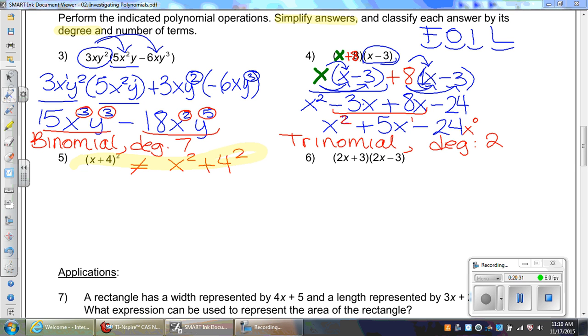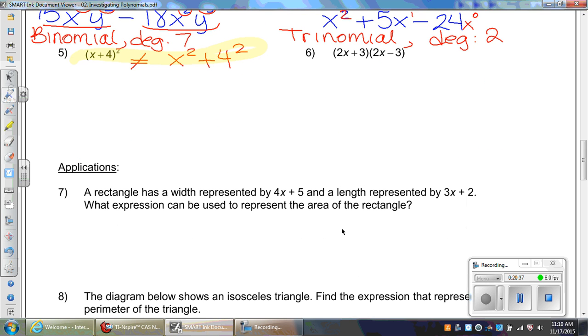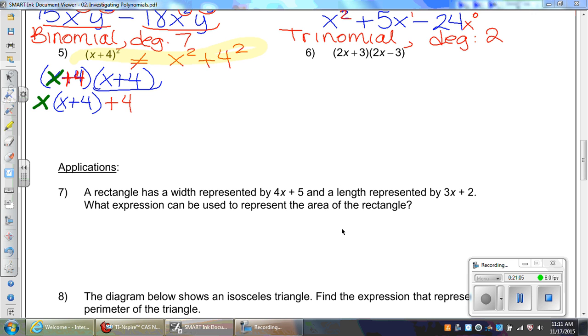So what we need to do instead is to multiply the binomial x plus 4 times x plus 4. And we're going to use the same process that we did before. So we take this x and we multiply it times x plus 4. Then we take this positive 4 and we multiply it by x plus 4. So I want you guys to do that.